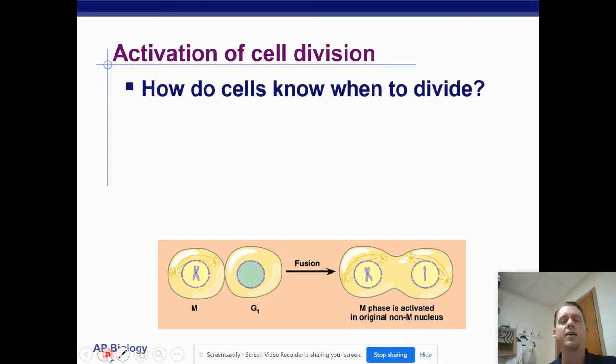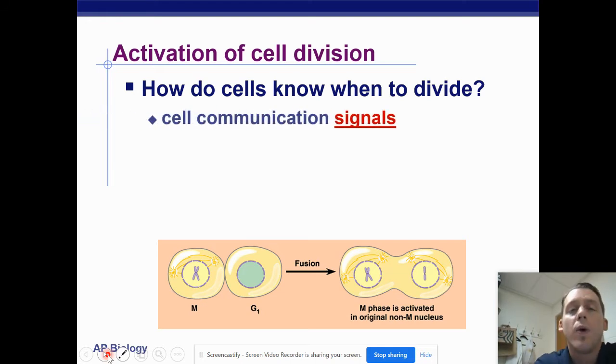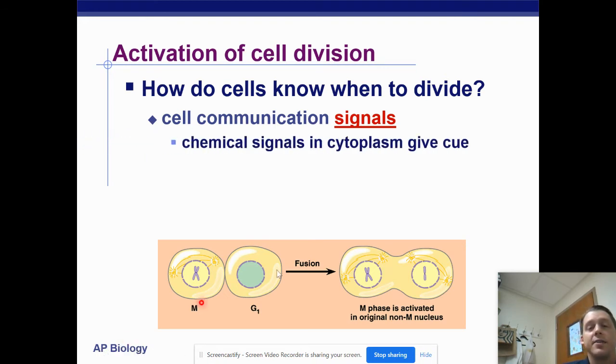Okay, how do cells know when to divide? Well, it's chemical signals like we talked about in the last chapter. It's signaling that tells us if a cell can divide. Here we have a cell in the M phase, so it's in the process of dividing, and here we have a cell in the G1 phase, so mitosis, and here we have a cell in interphase. Well, what has happened in this experiment is there are chemical signals that are making the cell undergo mitosis, and those chemical signals are absent in the cell on the right.